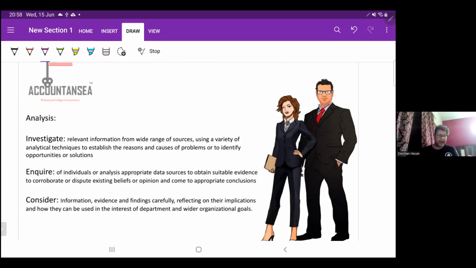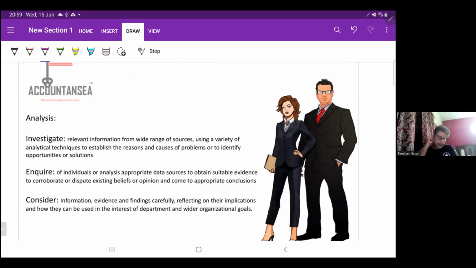Okay, you can inquire of individuals and collect the appropriate data from various sources to get suitable evidence regarding the particular issue or particular dispute. Then you will consider the collected information, evidence and findings very carefully, and based on them you will give your analysis in the interest of your department or the organization's wider goals.